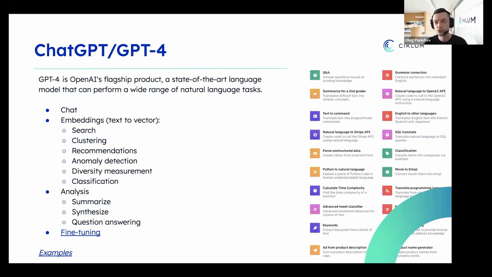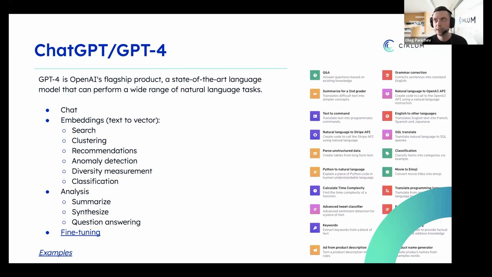These embeddings may be used to build your products on top of them for search over texts, clustering data, and building recommendation systems. Also, these embeddings are used for anomaly detection, fraud detection, and sure, classification tasks. Another cool feature that ChatGPT provides is analysis of data. It can summarize your text, synthesize text for you, and answer questions over your text.